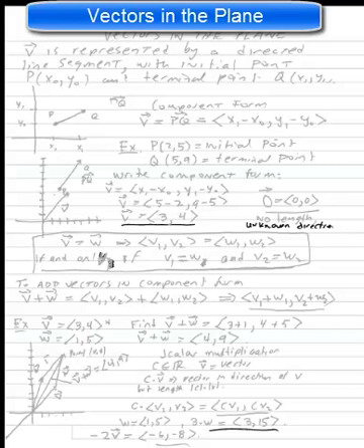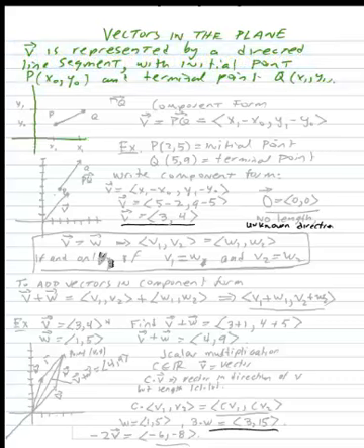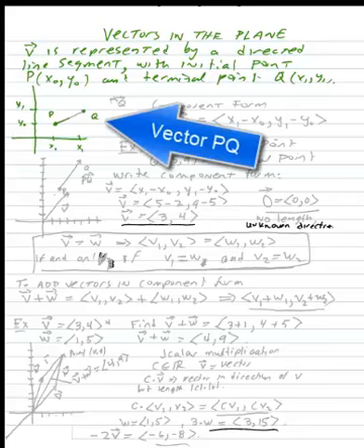In this session, we're going to look at vectors in the plane. A vector v is represented by a directed line segment with initial point P at x sub 0, comma y sub 0, and terminal point Q at x sub 1, comma y sub 1. So if we look at the geometry here, here's my coordinate system. If this is x0 and y0, this point is P, and over here at x1 and y1, this terminal point is Q. The vector starts at the initial point and goes to the terminal point. So that represents the vector PQ.